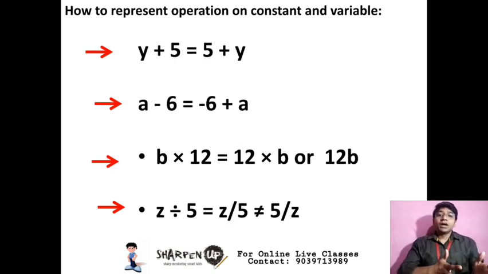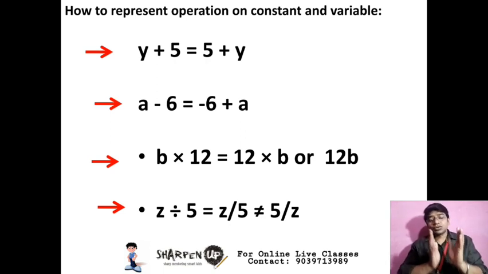Okay, now if I am multiplying, I can write b into 12, or I can also write 12 into b. And this is a good thing about algebra, that we can hide the symbol of multiplication, but this can be done only with multiplication. So I can directly write 12b, but don't write b12, because by convention we write 12b, always with the numerical value in front of the variable.